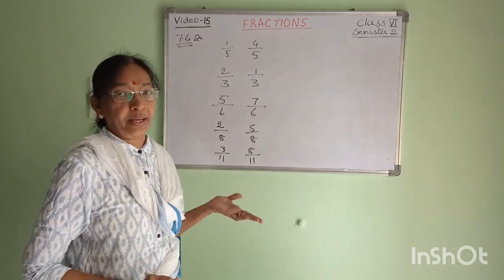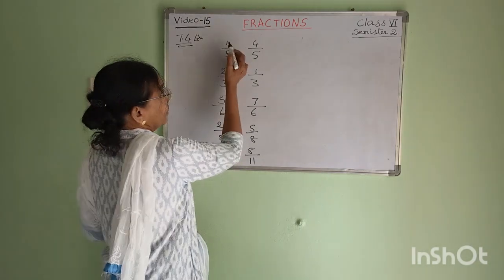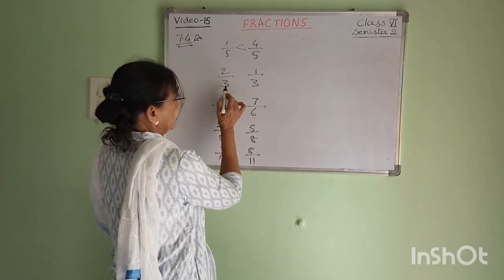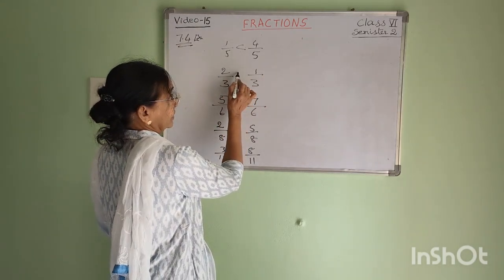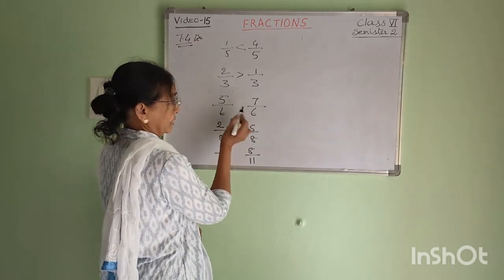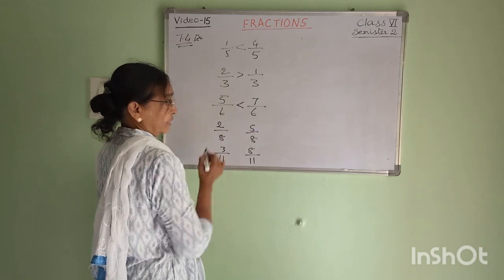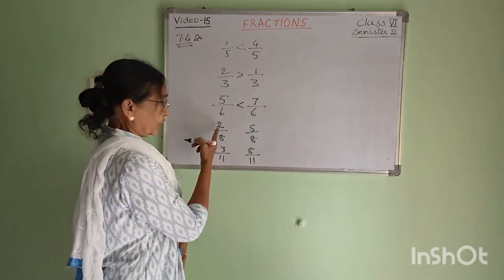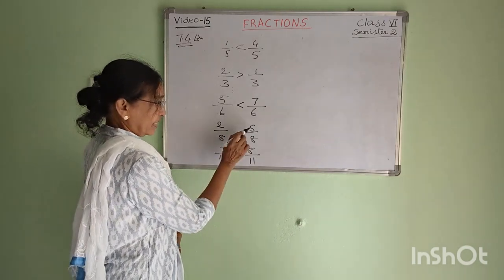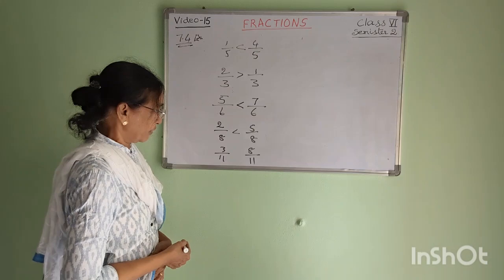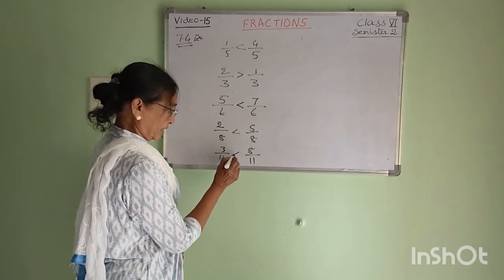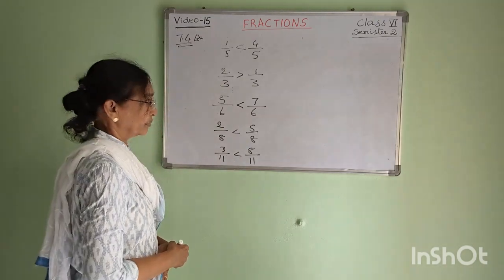Therefore, very simple. Comparing the numerators. So, 1 is less than 4. Therefore, 1 by 5 is less than 4 by 5. Here the denominators are the same. 2 is greater than 1. Therefore, 2 by 3 is greater than 1 by 3. 5 by 6, 7 by 6. 5 is less than 7. Therefore, 5 by 6 is less than 7 by 6. 2 and 5, denominators are the same. 2 is less than 5. Therefore, 2 by 8 is less than 5 by 8. 3 by 11, 8 by 11. 3 is less than 8. Therefore, 3 by 11 is less than 8 by 11.